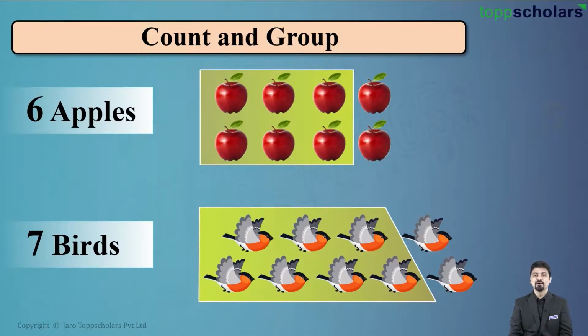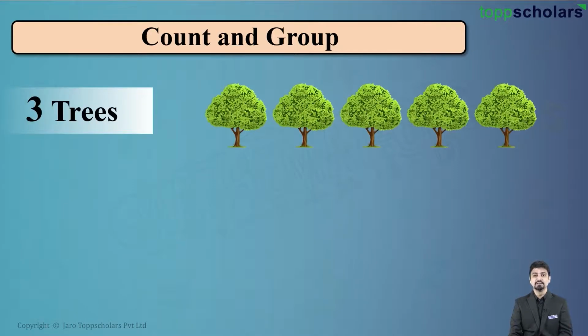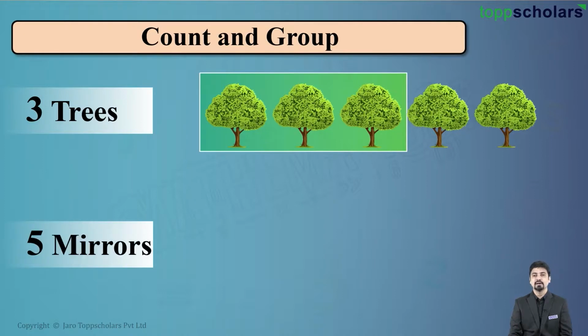Let's do one more example. Next, we have to group 3 trees from this group of trees. So, count 3 trees from the left. 1, 2, and 3. Yes, we have grouped 3 trees. Let's take one more example.